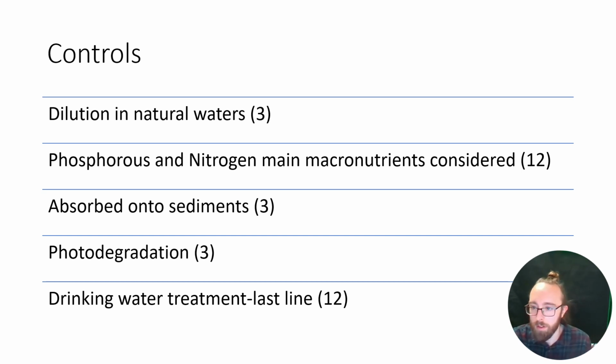Phosphorus and nitrogen are the main macronutrients considered when deciding limiting factors for biomass, and in turn cyanobacteria, in each water body. Naturally, microcystins can be absorbed onto sediments and can be broken down by photodegradation. Drinking water treatment is the last line of defense in delivering safe, clean water to consumers, but it's not necessarily a good control for exposure in the environment.